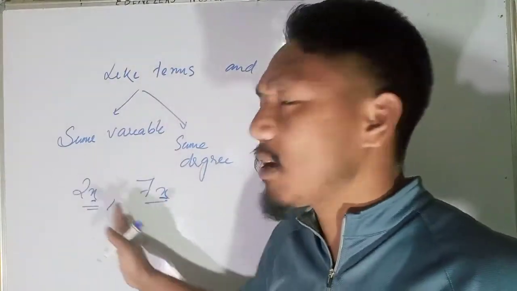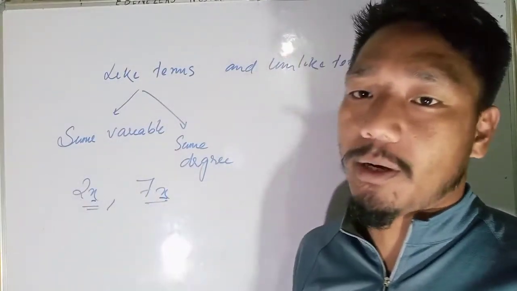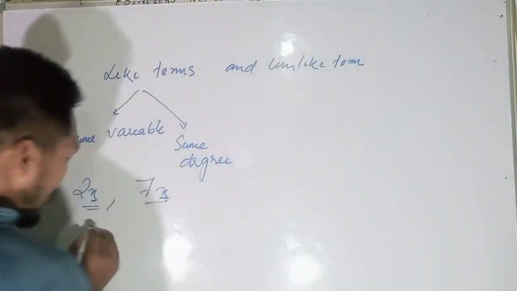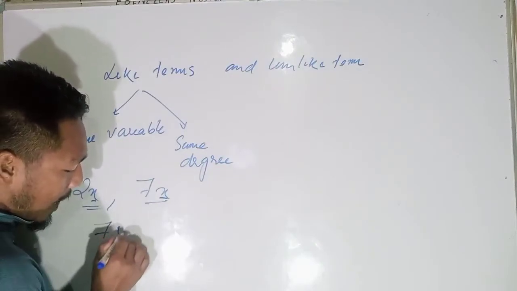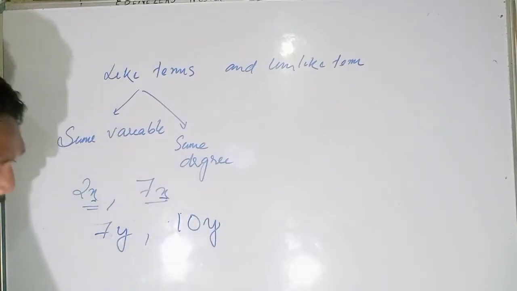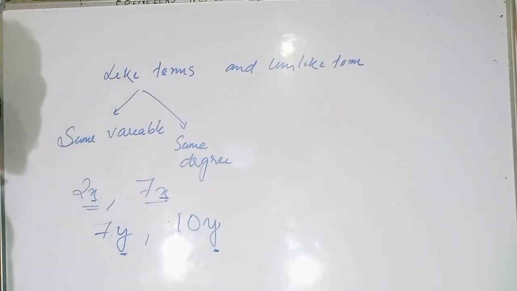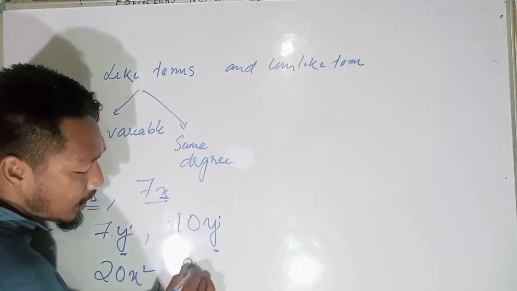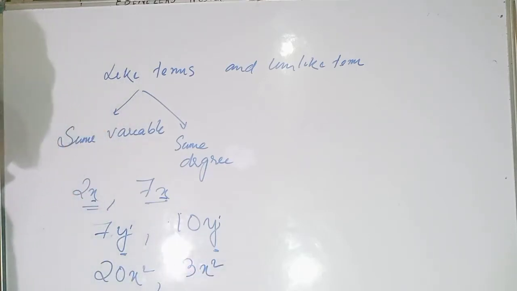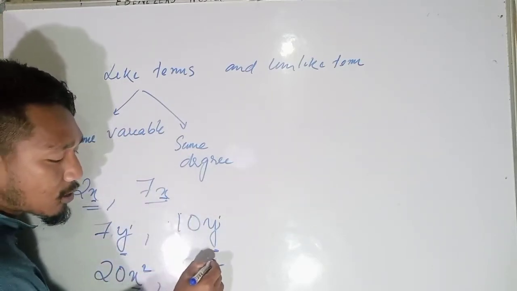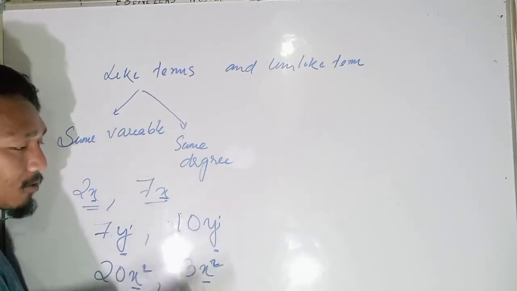Does the numerical value matter? Does the magnitude matter? That is what we call the numerical value, or magnitude. Whether it is 7y and 10y, that is what we call a like term. Why? Because y and y, their powers are also the same. 20x squared and 3x squared, this is also a like term. Why? This is x, this is x, the same variable, and the squares have the same power. Then they are called like terms.